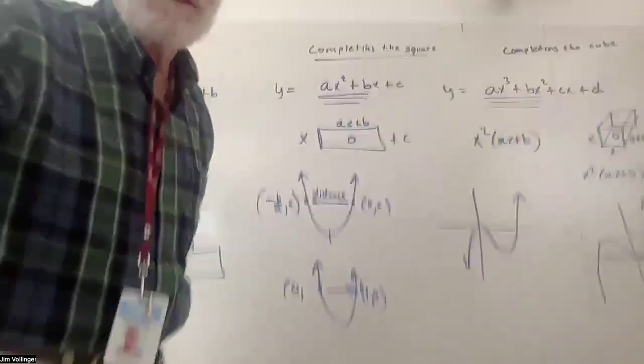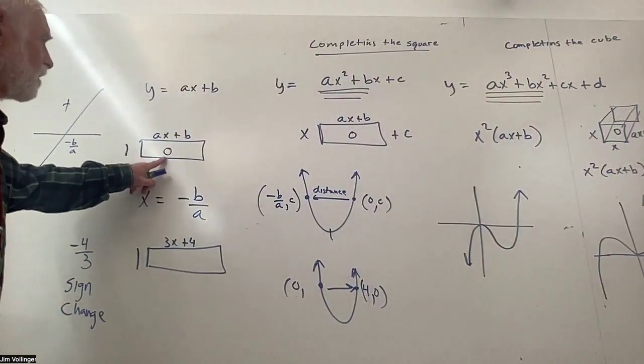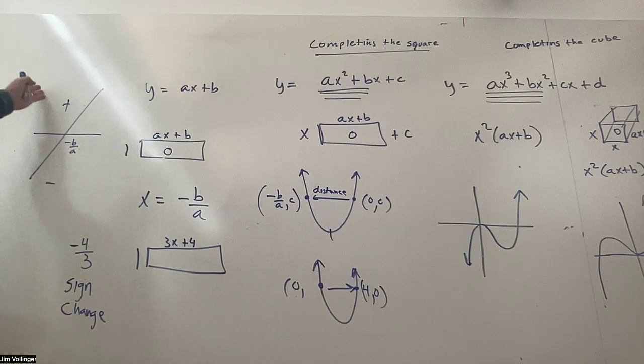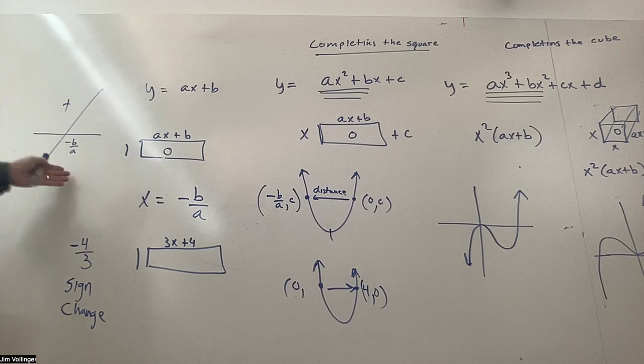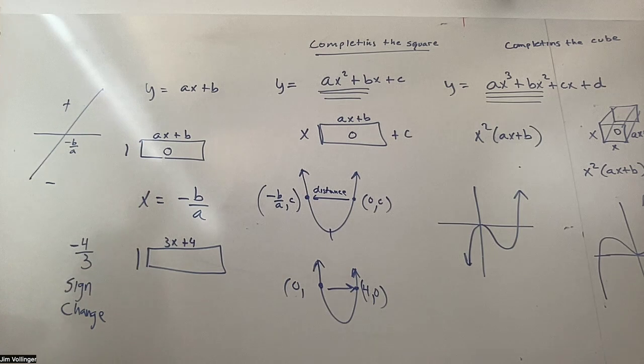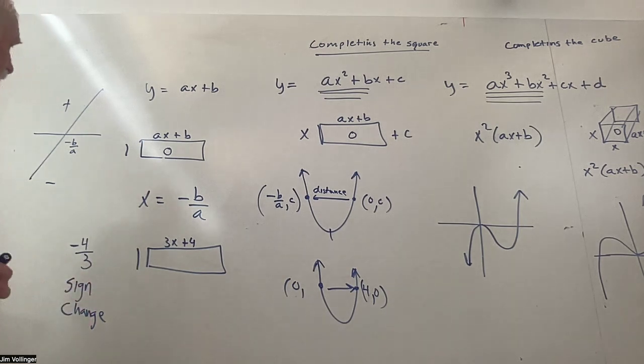So start again. 1 times ax plus b, if that's 0, we get a root, and that root is minus b over a. The significance is you get a sign change. If the line was coming the other way, we'd go from positive to negative. This one's negative to positive. It all depends upon what a is, positive or negative. For instance, if you had 3x plus 4, then minus 4/3 is the average of the roots. I've been saying that for a long time.